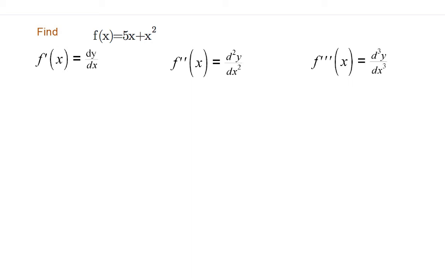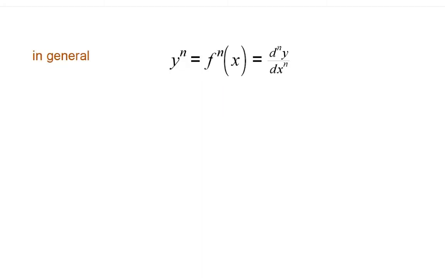The next thing I want you guys to try is to find the derivative of this function. Then once you get that, see if you can find the second derivative. Then see if you can take the derivative of that one and find the third one. So try those three, answer the question, and tell me what you got.